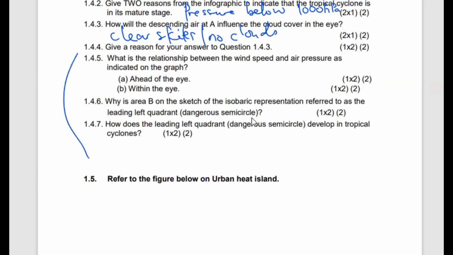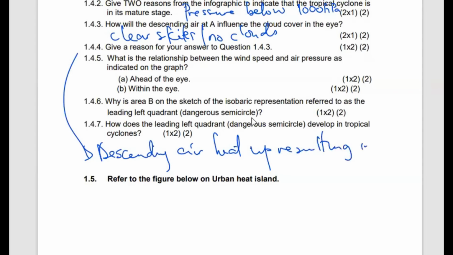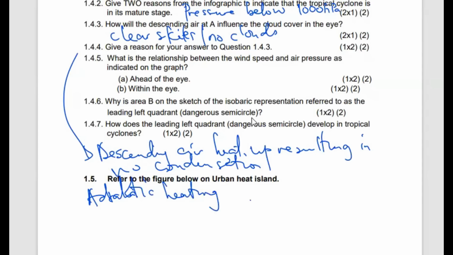Right, the reason here is that descending air heats up, resulting in no condensation. That is why we're saying there will be no clouds, because of the descending air. Or we can say there will be adiabatic heating as the air descends. Adiabatic heating reduces moisture.